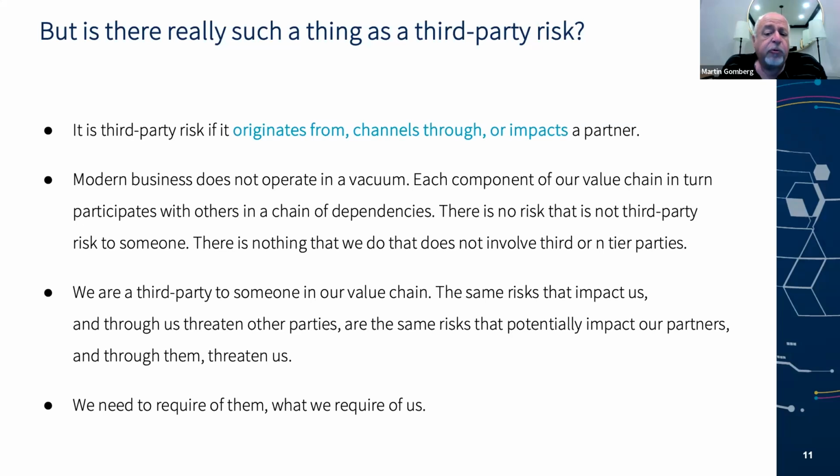It's third-party or peripheral risk if it either originates from, channels through, or impacts a partner or other third or end-tier party, whether we know them or not, on our side or for our partners. And what does that mean? In effect, we can relatively easily conceptualize as a third-party risk an attack that is channeled through one of our partners to us, and we pay the consequence. That's an easy thing to visualize.